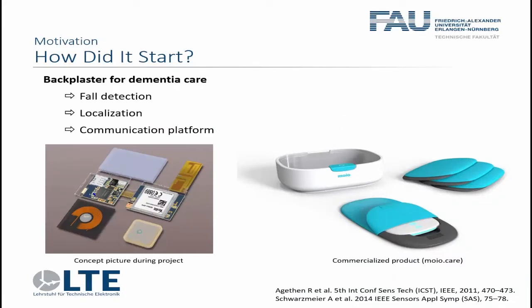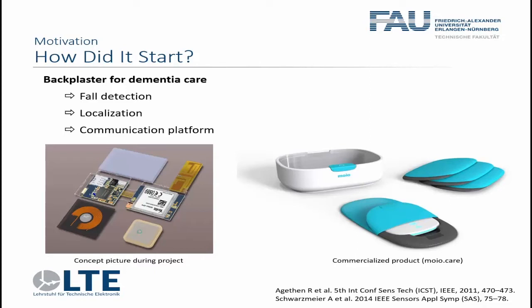We started with dementia care and designed a back plaster sensor platform that is fixed here between the shoulders and provides an accelerometer, fall detection, then localization techniques in case the patient gets lost, and finally a communication platform. So in order to provide the position data and the alarms to the service personnel, to the treating physician perhaps, and to the families of the patient.